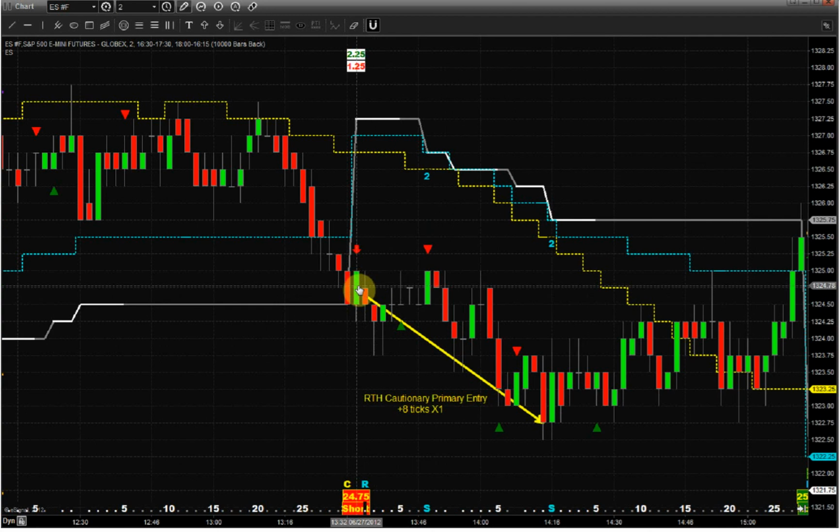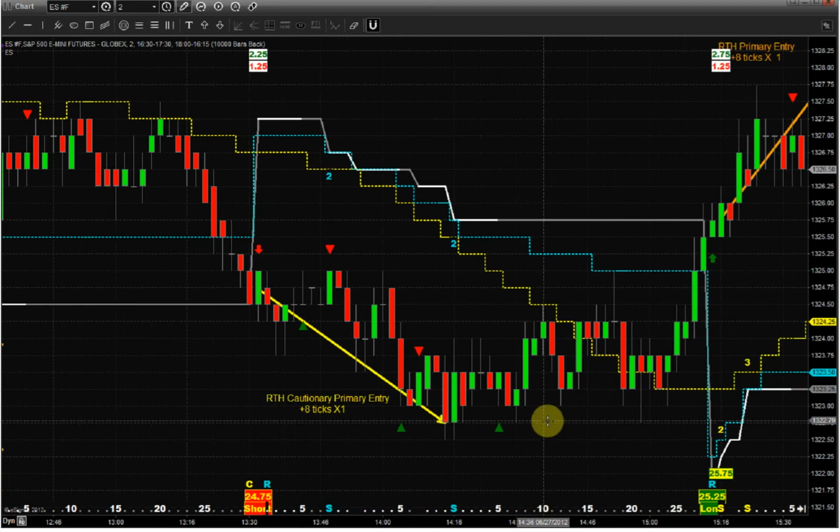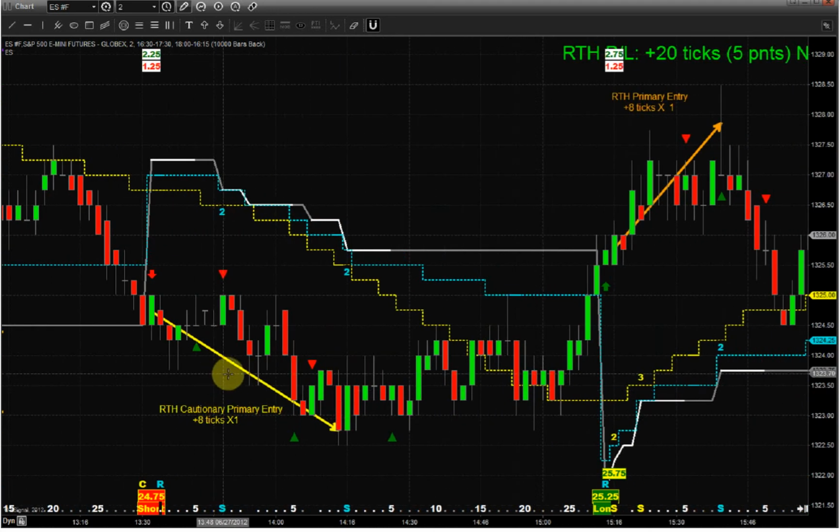Now we have a short cautionary trade. It made 8 ticks from its open price down to here. That's 8 ticks of profit. Only one contract on that, no runner.